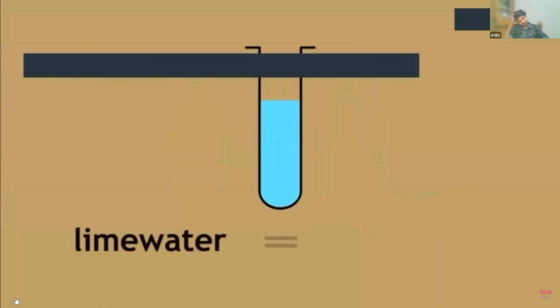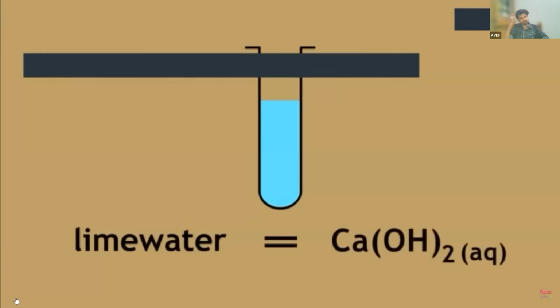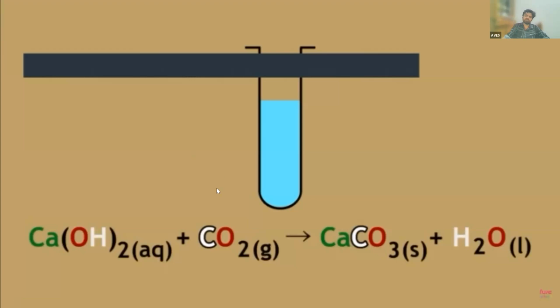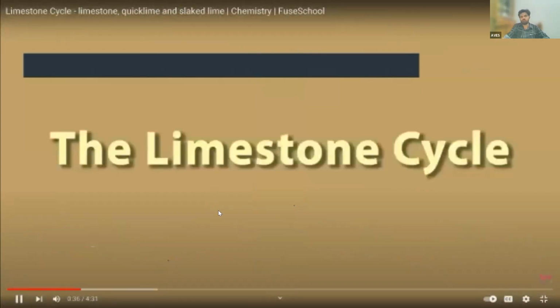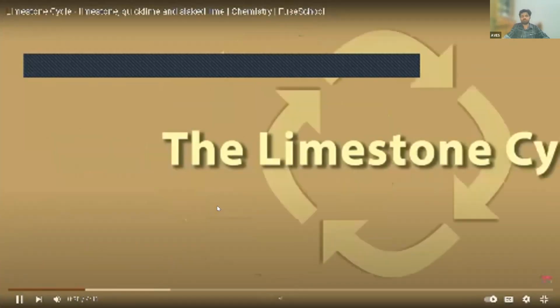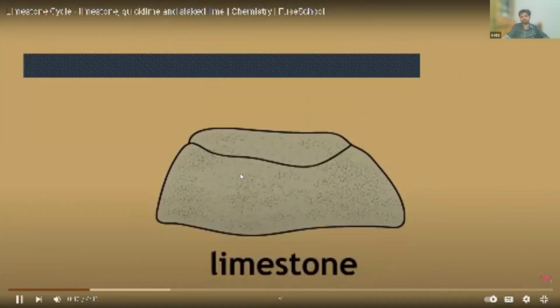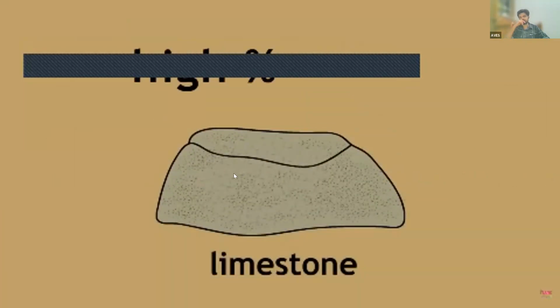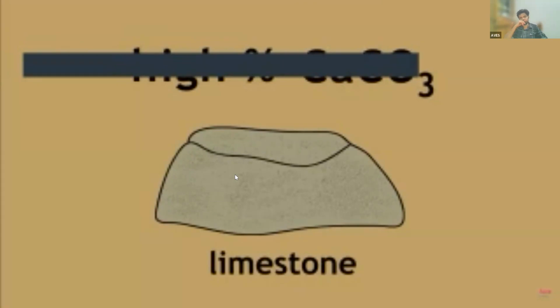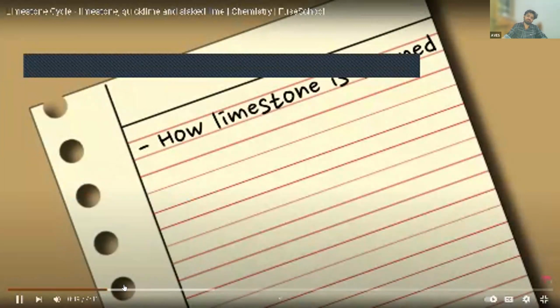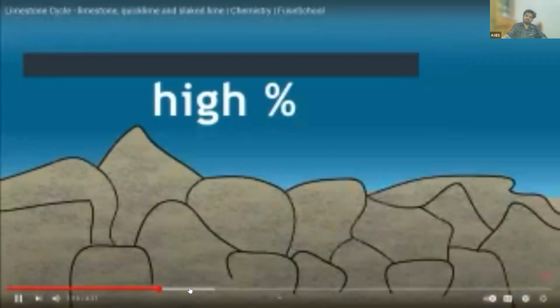Lime water is simply an aqueous solution of calcium hydroxide. This reaction is in fact a part of a much bigger cycle called the limestone cycle. Limestone is a type of sedimentary rock with a high percentage of calcium carbonate. In this lesson, we will learn about how limestone is formed and some uses.